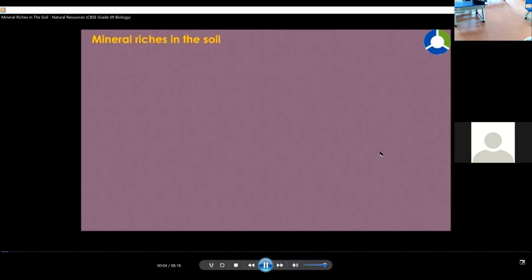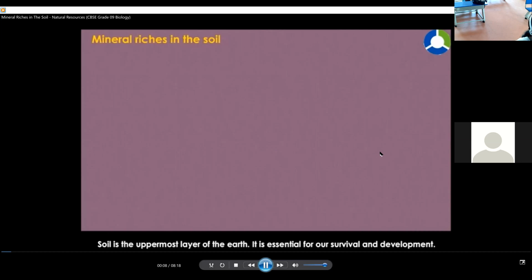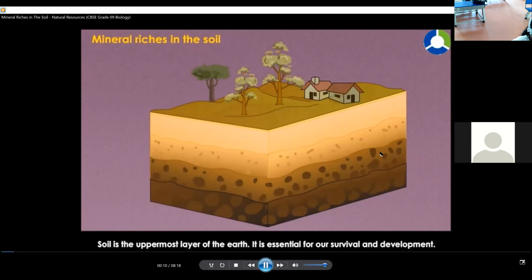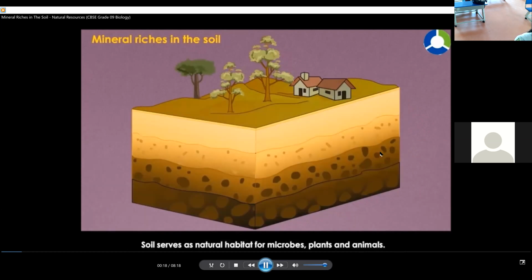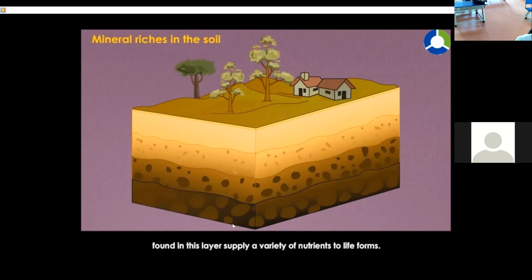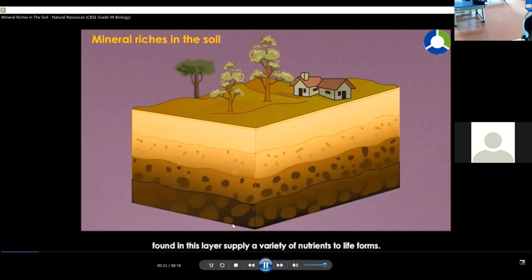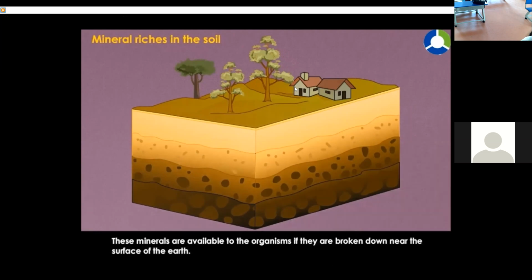Mineral riches in the soil. Soil is the uppermost layer of the earth. It is essential for our survival and development. Soil serves as a natural habitat for microbes, plants, and animals. The outermost layer of our earth is called the crust, and the minerals found in this layer supply a variety of nutrients to life forms. These minerals are available to the organisms if they are broken down near the surface of the earth.